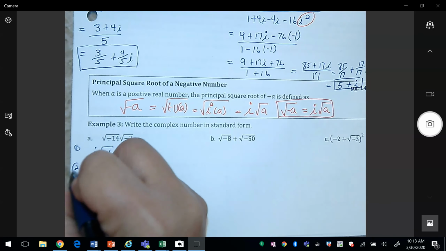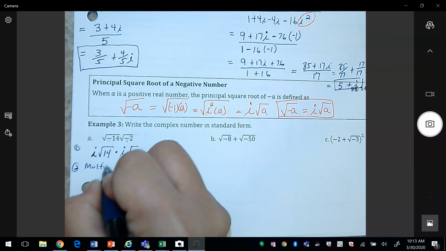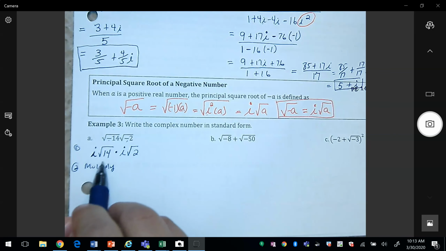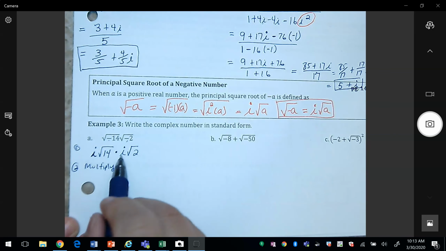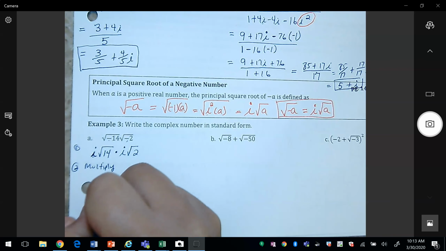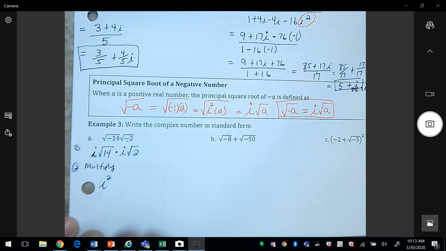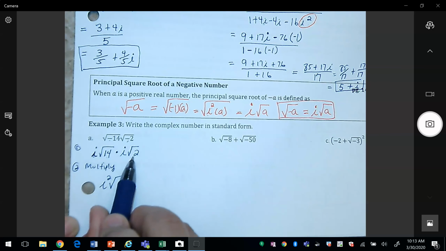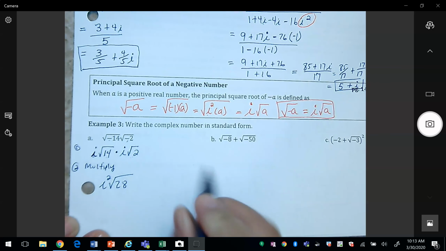Step 2, you want to multiply. So to multiply radicals, well, first we can multiply these coefficients out here. So i times i is i squared. And to multiply radicals, we multiply the inside, which are the radicands. So 14 times 2 would be 28.